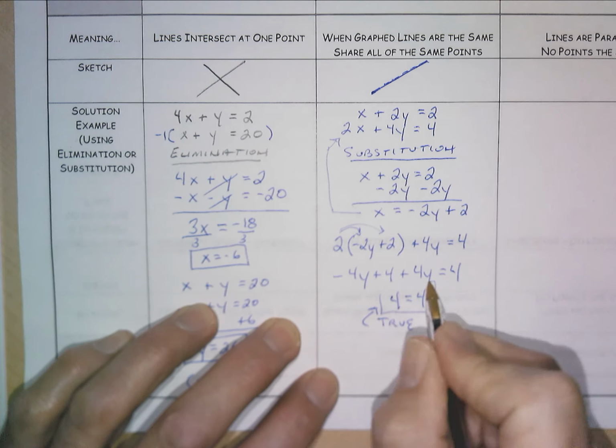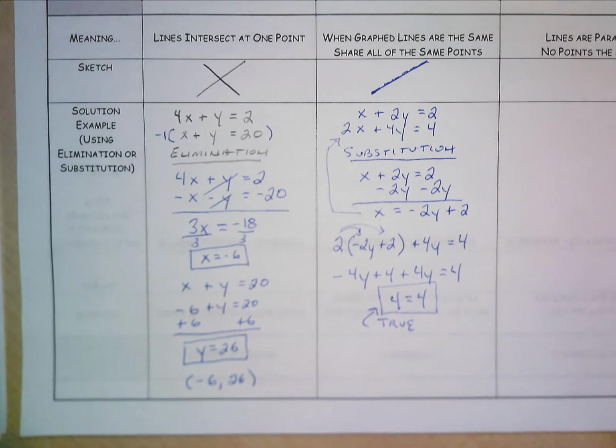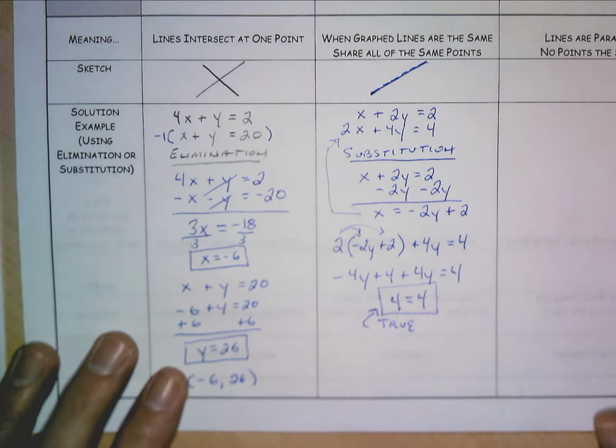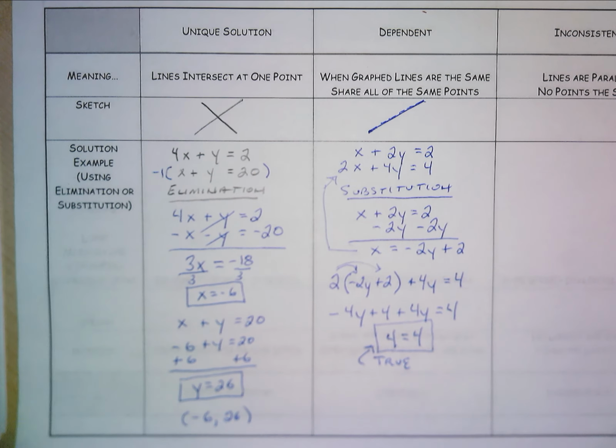When you solve a system of equations and you get a true statement, it tells you that the lines are exactly the same line on top of each other. Is that 4 equals 4? 4 equals 4. And we call that a dependent system.